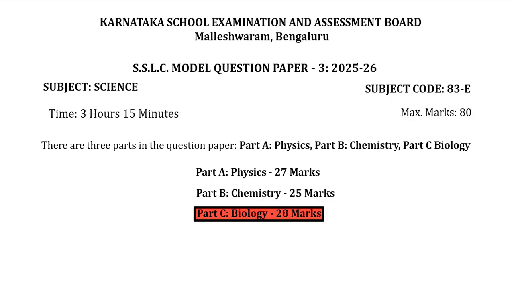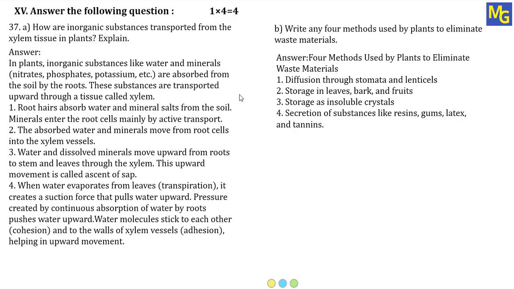So let's start with the question, that is biology 4 mark question. So now we'll start with section number 15. Answer the following question, and here we have to answer only one question that is going to carry 4 marks. So total marks from this section we are going to get 4. But here remember we have an internal choice. So question number 37, which is again divided into sub question A and B. So we'll start with A.